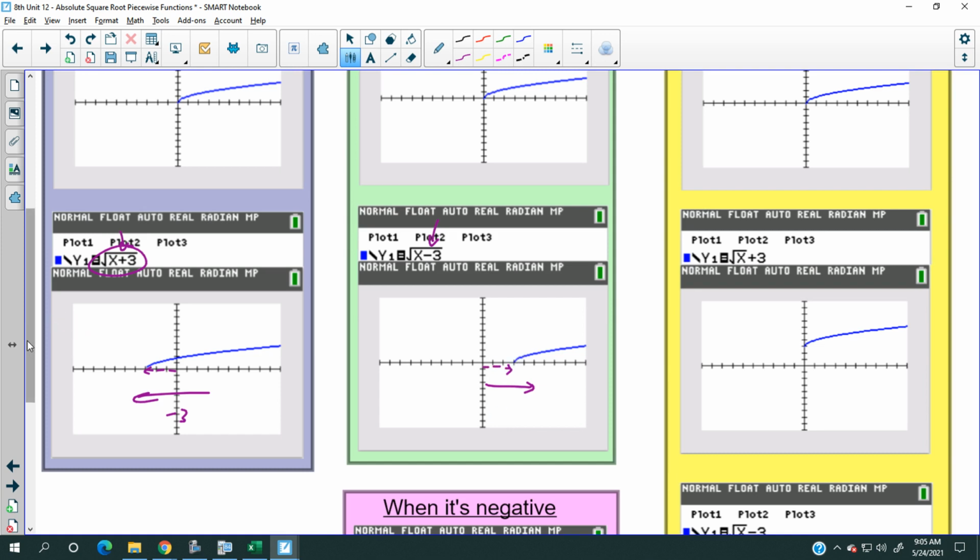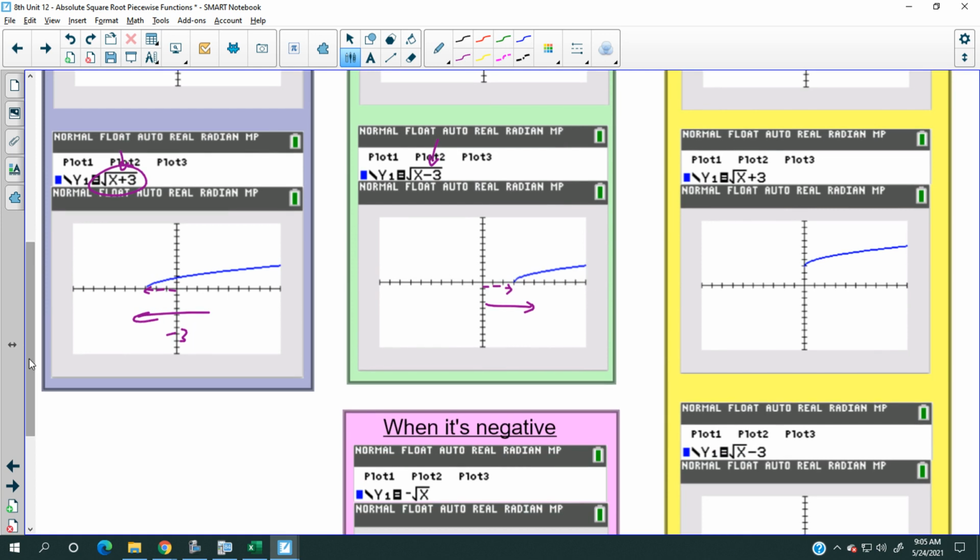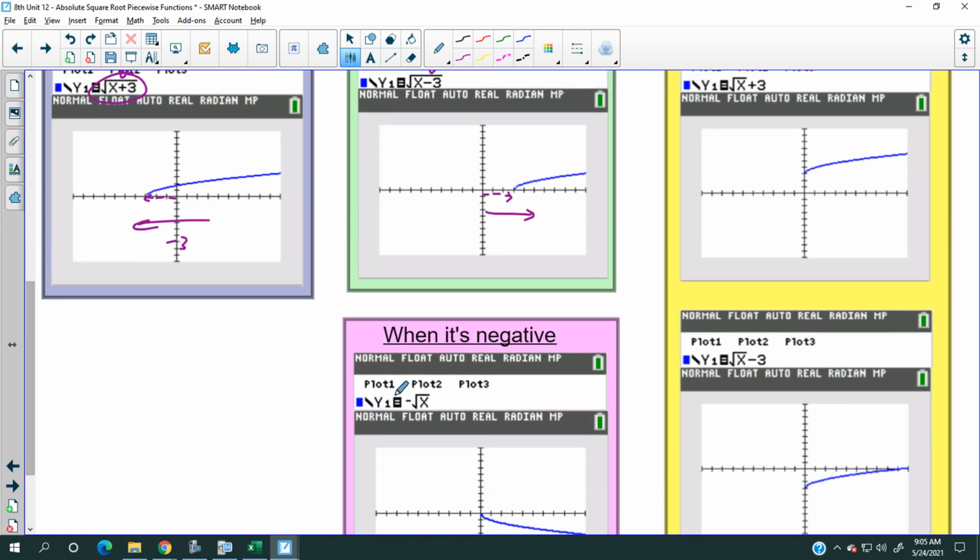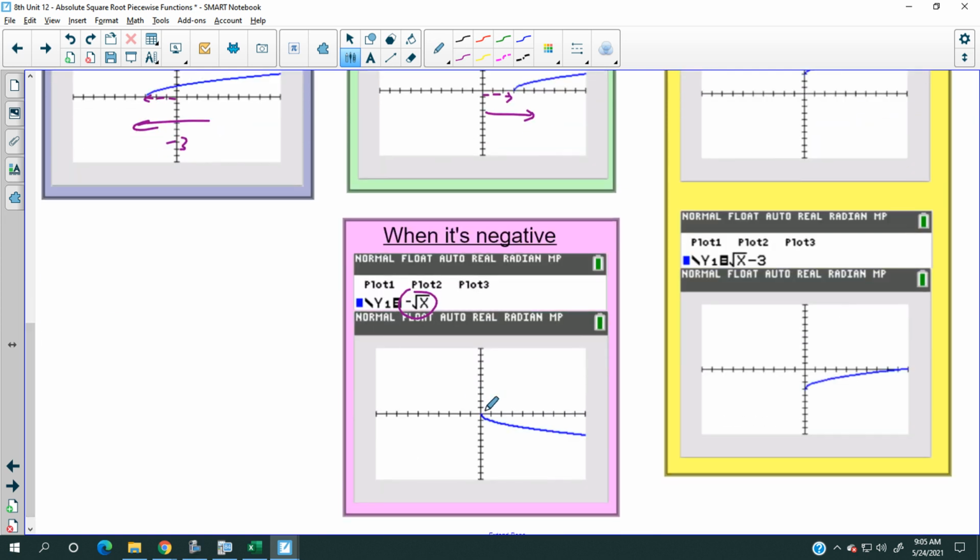Okay, now, what happens if we have one more thing. What happens if the sign outside is a negative? The graph, this was the original, right? The graph flips upside down, like that.